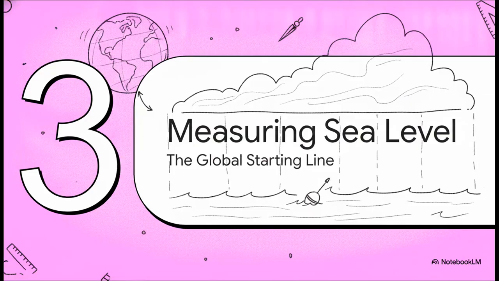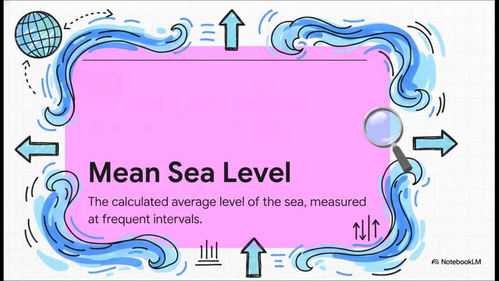That perfectly tees up Section 3, measuring from sea level, which gives us our global starting line. See, before cartographers can even attempt to show height from a top-down view, they need a starting point, a universal zero. And because all the oceans in the world are connected, the top surface of the sea is taken to be roughly the same everywhere on the globe.